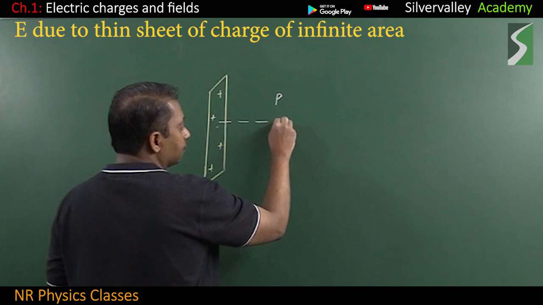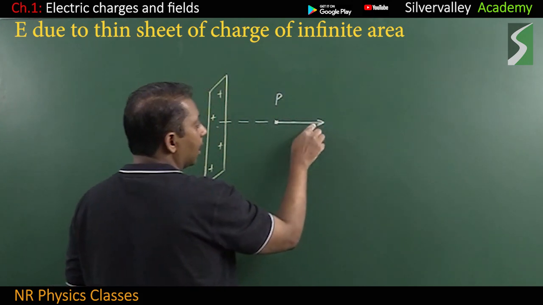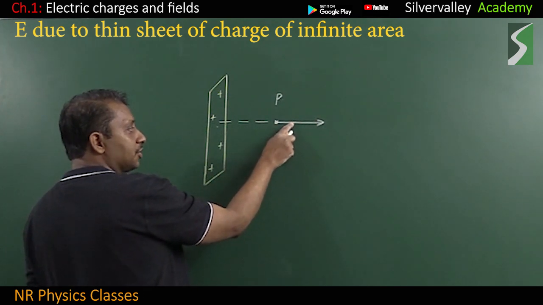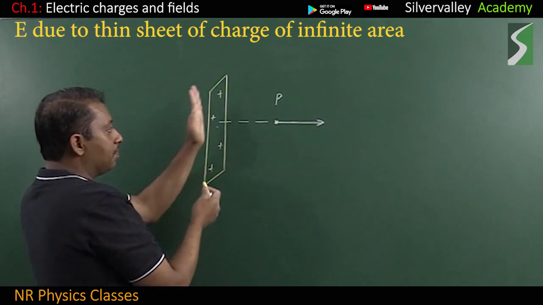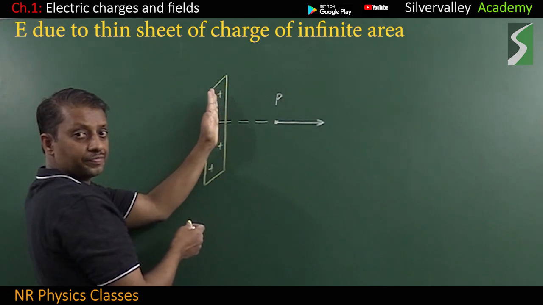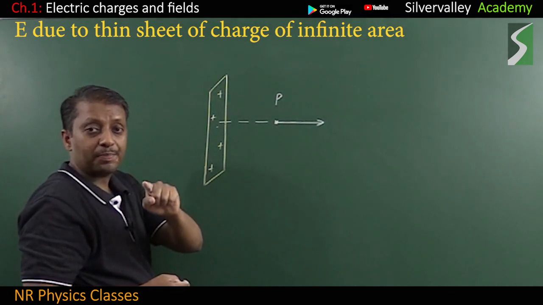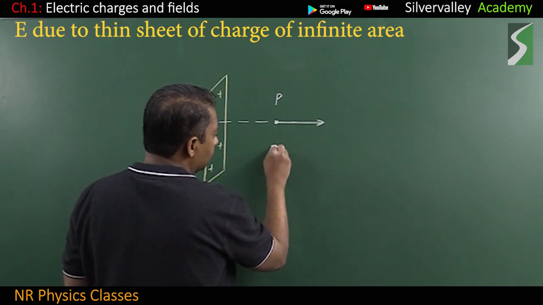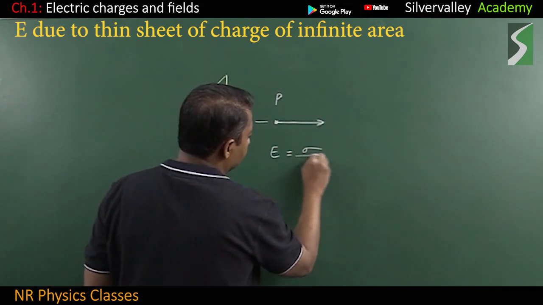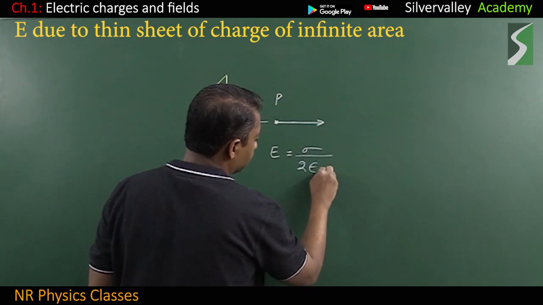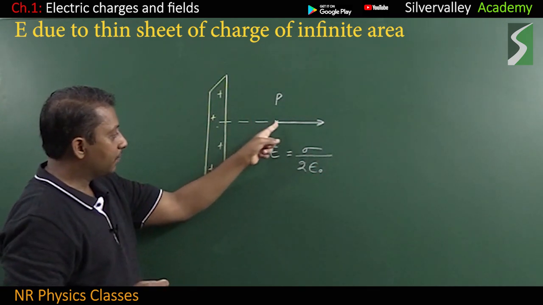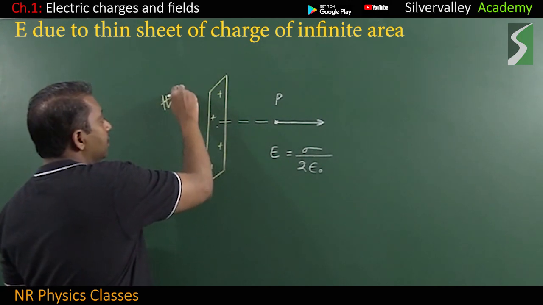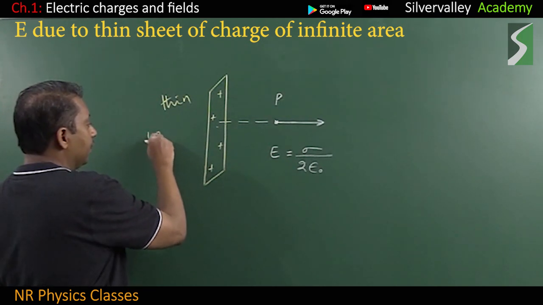is always perpendicular and away because of the positive nature, and this electric field is always perpendicular to the plane of the charge. Okay, electric field is always perpendicular. Second thing, electric field at this point is given by sigma by 2 epsilon naught. So electric field at a point due to a thin sheet of infinite area.